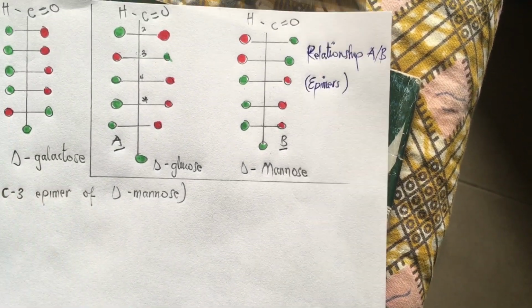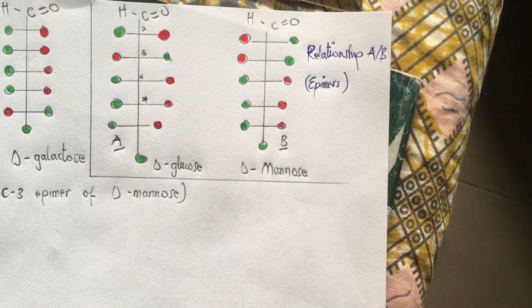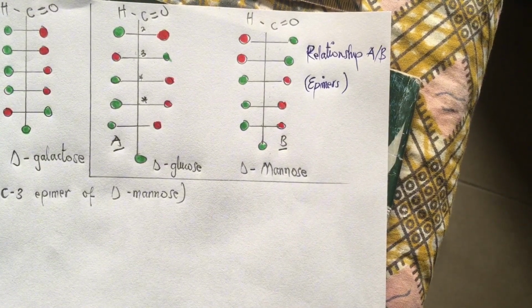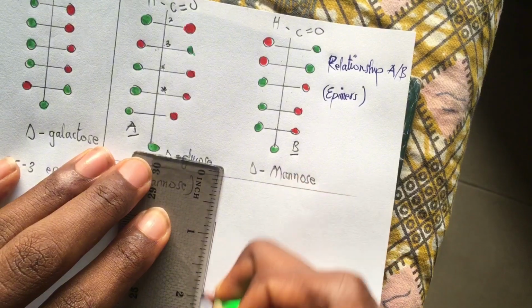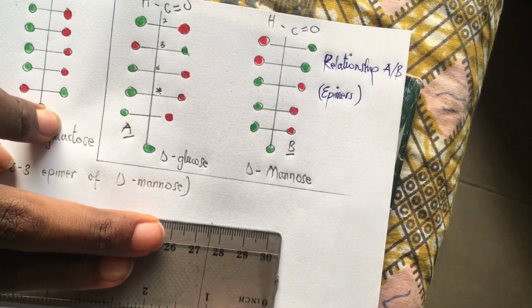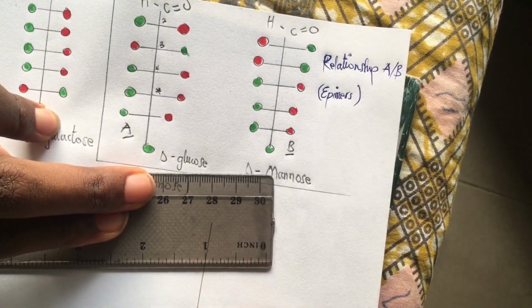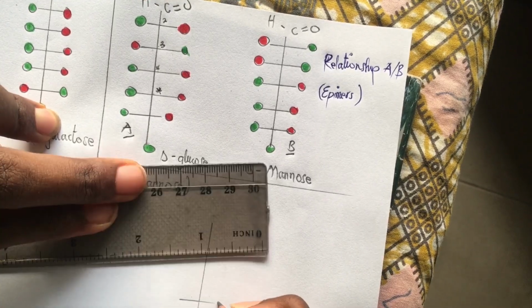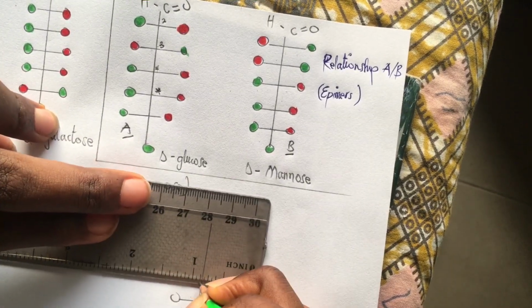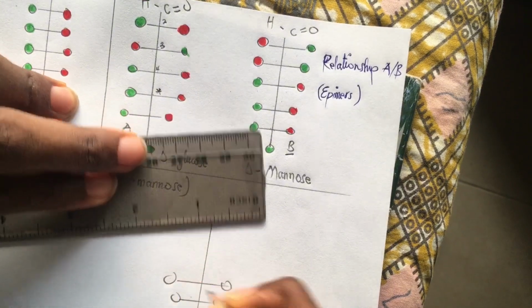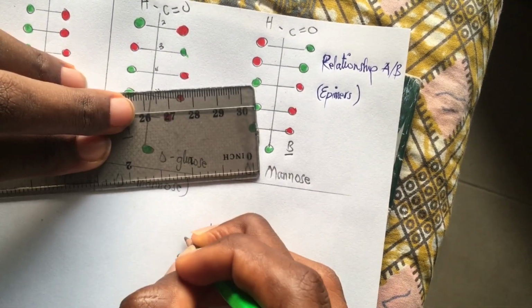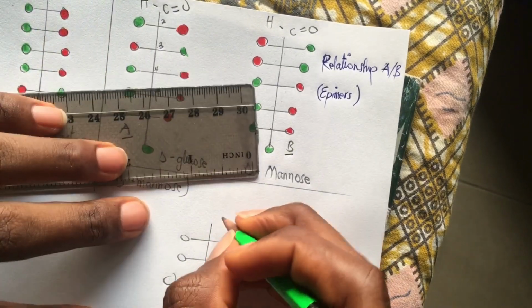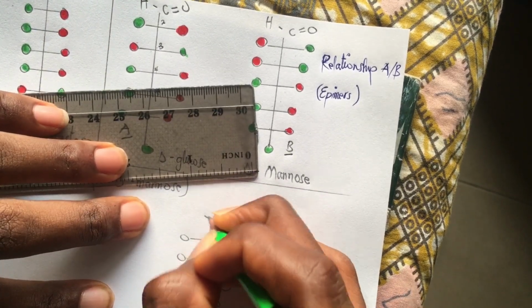So let's try and change the configuration at carbon 4. If you try and change the configuration at carbon 4 with respect to our molecule A that we've drawn here, this will be the original structure. This one is our first carbon, our second carbon, our third carbon, our fourth carbon. No, this one is our fifth carbon, and definitely we are having our C here, OH and H.